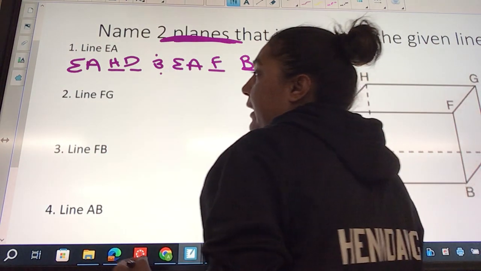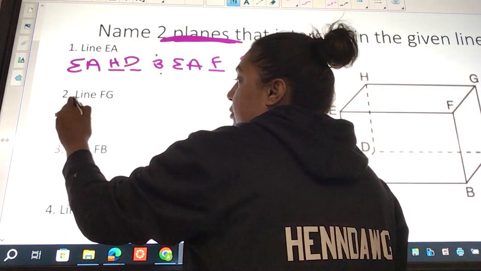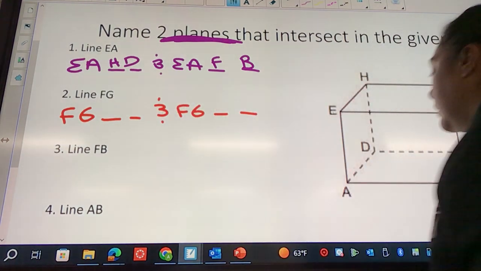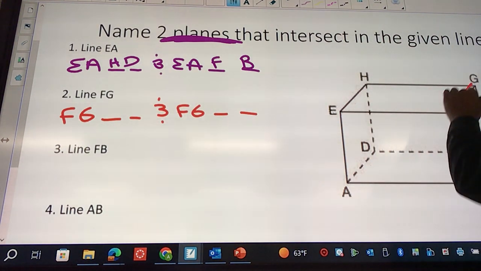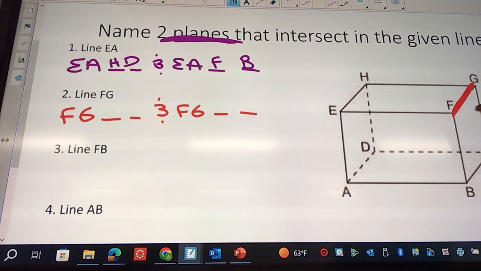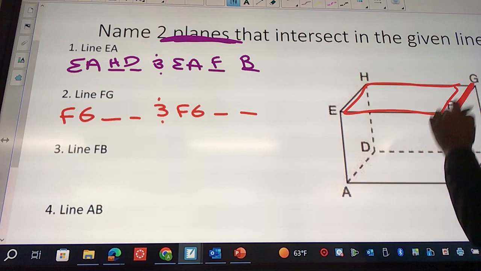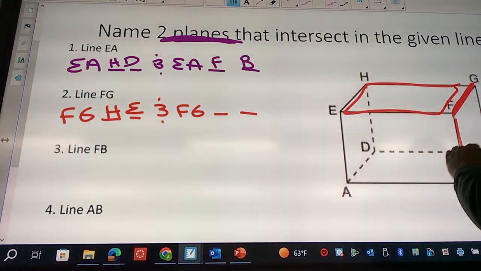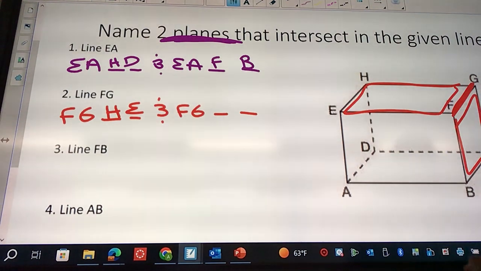Okay, so line FG. So my answer is going to be FG blank blank and FG blank blank. Okay, so FG is up here. Okay, so that would be this top box. Okay, so this box, right? So HE or EH. Okay, and it would also be this side box touches that one. So BC or CB.